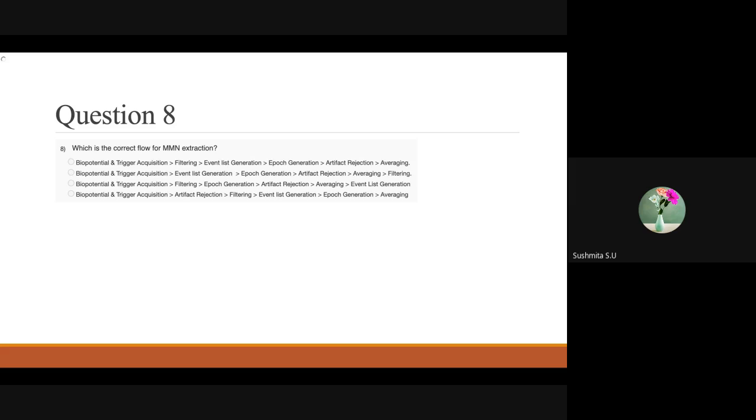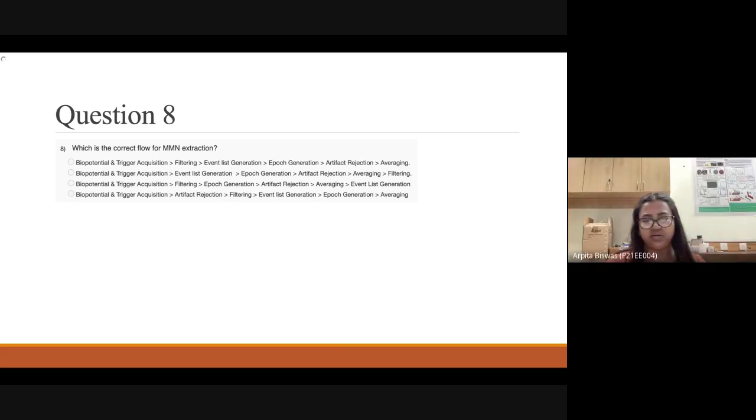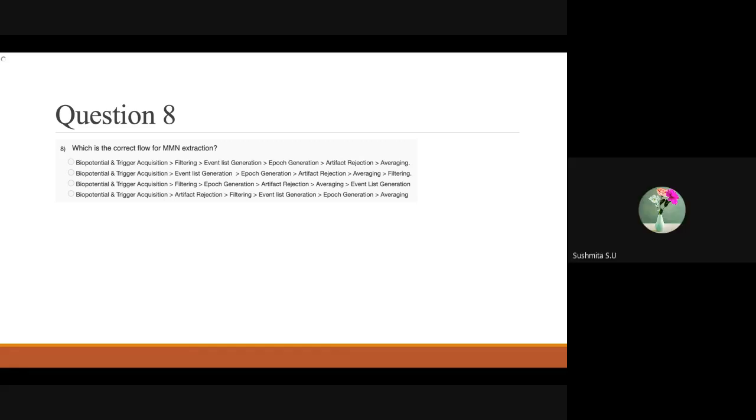Ma'am, is it D, the last option? Can you explain a little bit? In the EEG software we are using, in artifact rejection we will be removing the data segments which are due to, for example, eye movement, and filtering those, means the step.